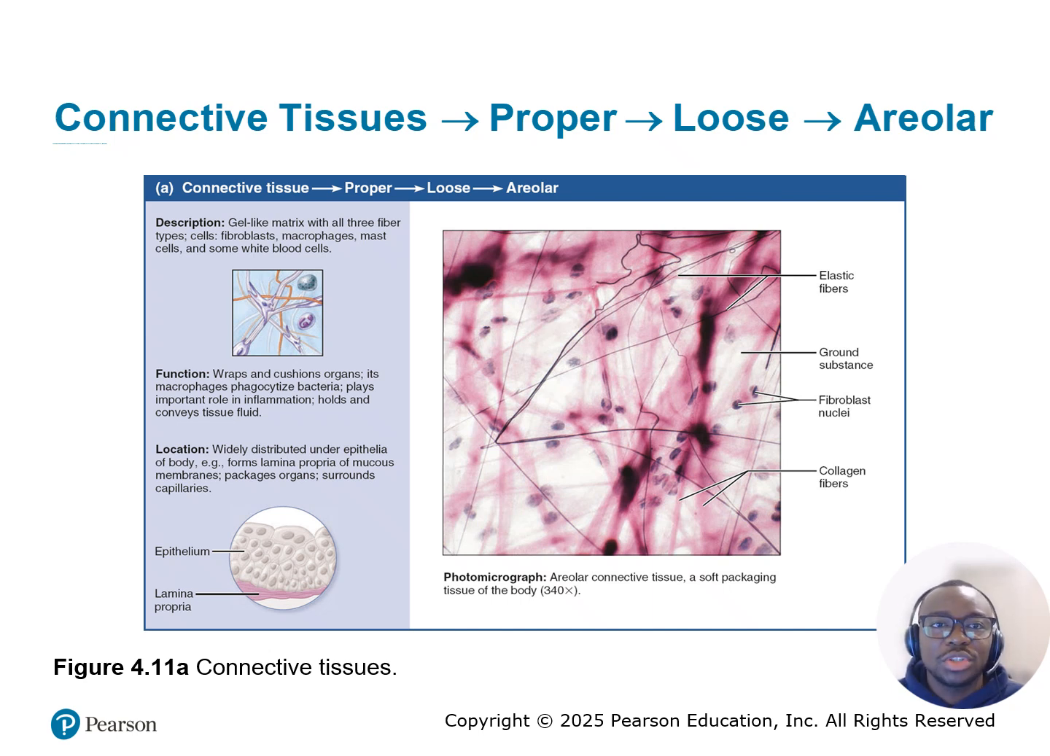In terms of function, areolar connective tissue wraps around and cushions organs. It also plays an important role in immune responses through the activity of white blood cells and macrophages. Areolar connective tissue is widely distributed under epithelia of the body. For example, it forms the lamina propria of mucous membranes, packages organs, and surrounds capillaries.